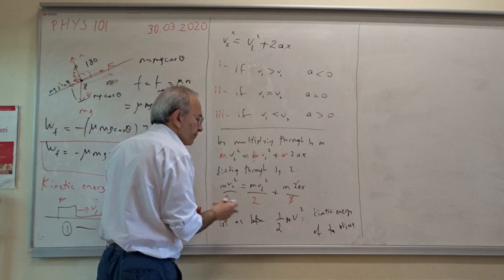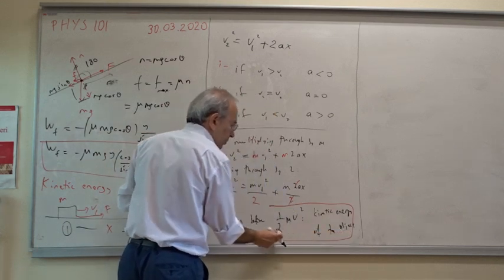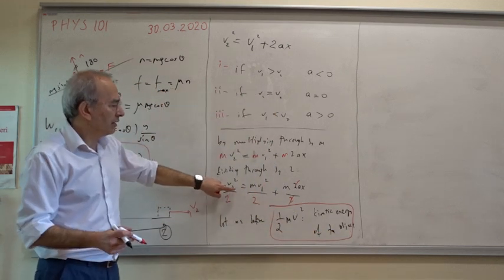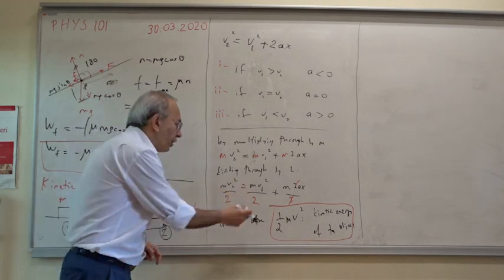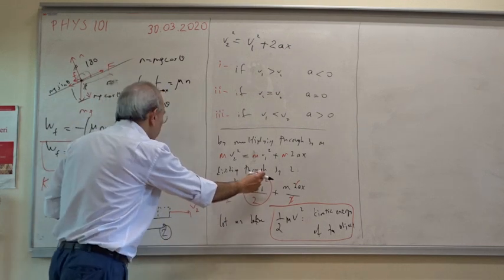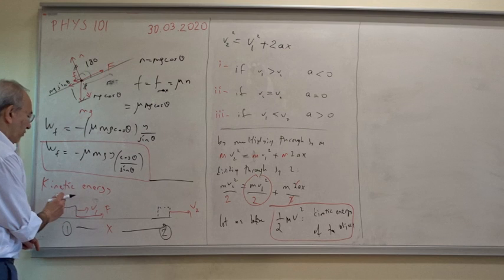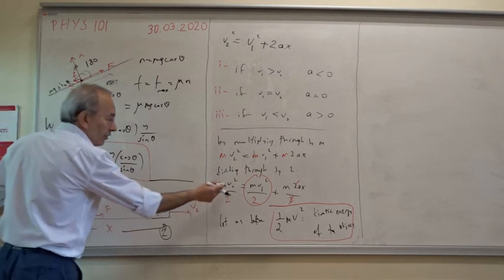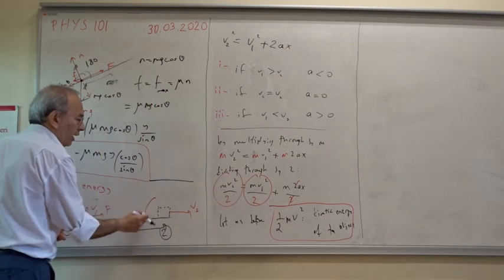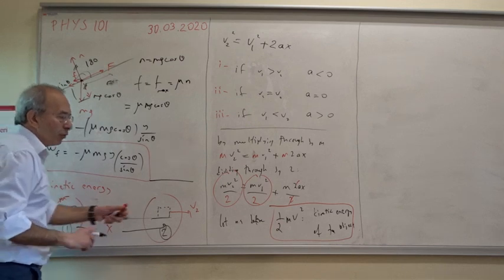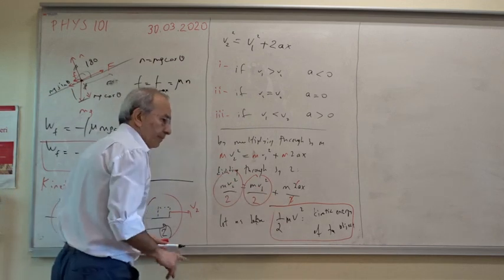So this is the definition. But as you see, there are different indices, v1 and v2. So this corresponds to the kinetic energy of the object in position 1. This corresponds to the kinetic energy at position 2. Then what about the other additional term?